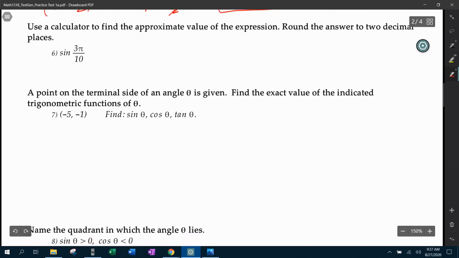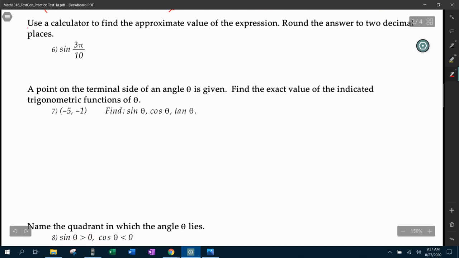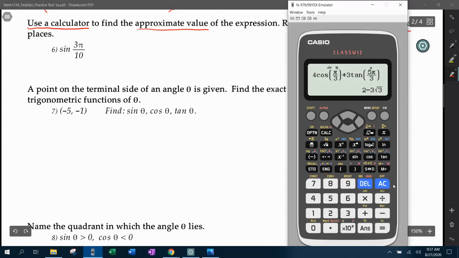Next problem, number 6. Use a calculator. Here they want us to use a calculator to find the approximate value rounded to 2 decimal places. So we're going to bring our calculator back up, and we're going to calculate. Remember that you do need to be in the right mode. This is a radian angle, so we need to be in radian mode. Sine of 3 pi over 10.